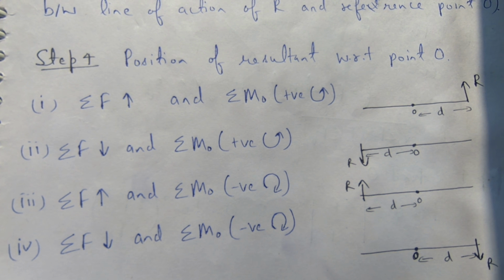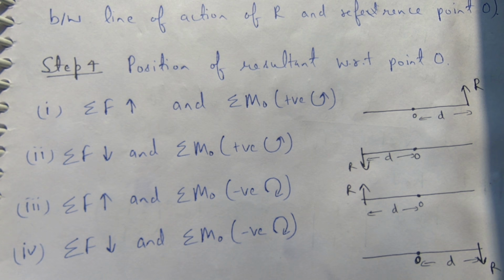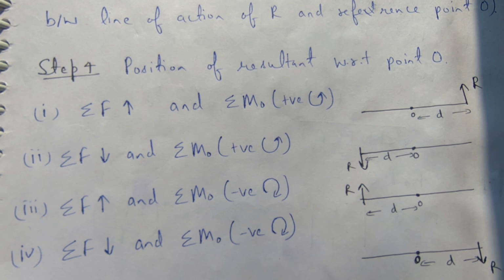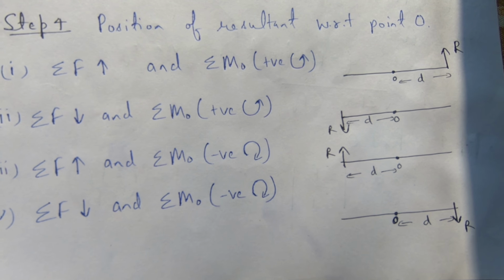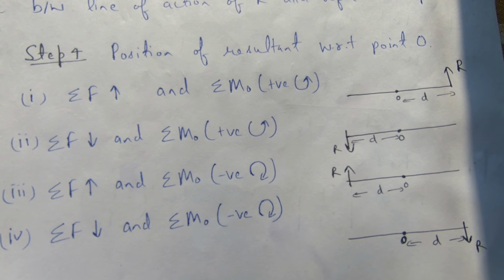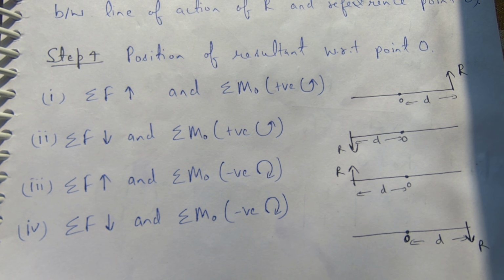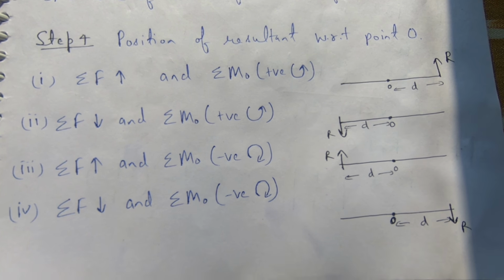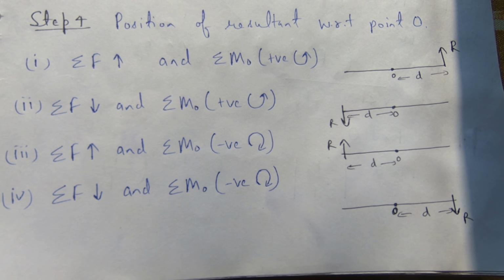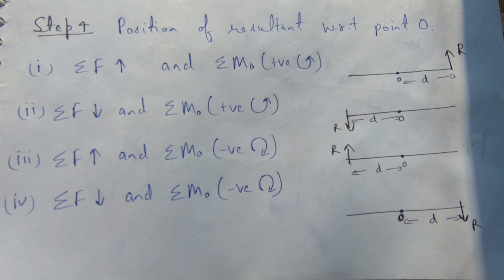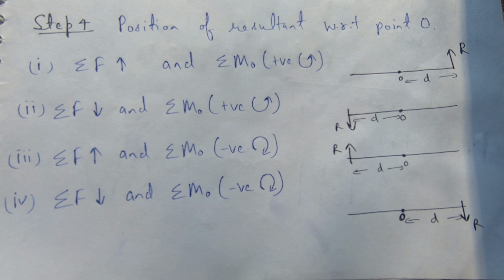Summation of forces upward and summation of moment about O is positive, which means anti-clockwise direction. Summation of forces downward and summation of moment about O anti-clockwise. Summation of forces upward and summation of moment about O clockwise, summation of forces downward, and summation of moment about O clockwise.